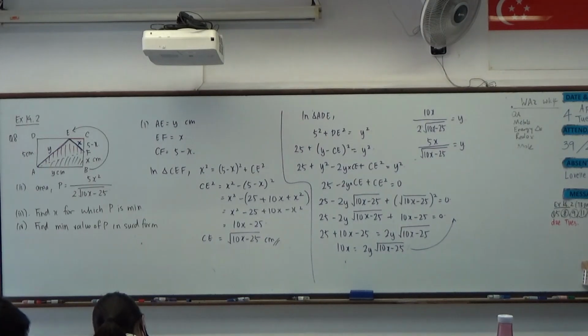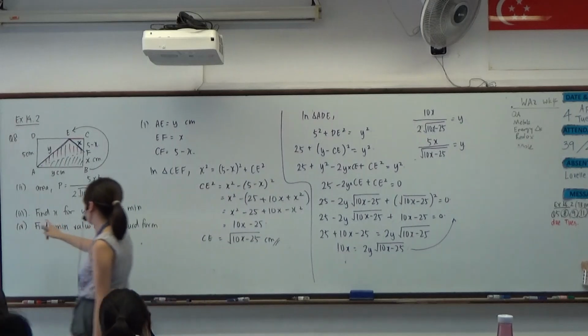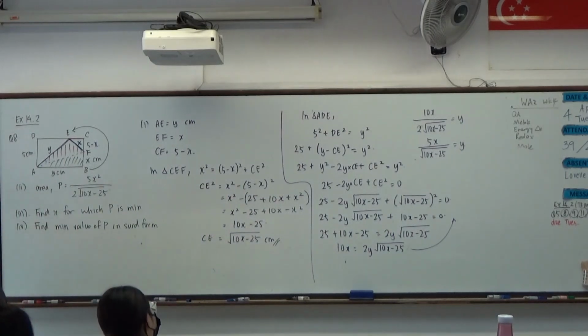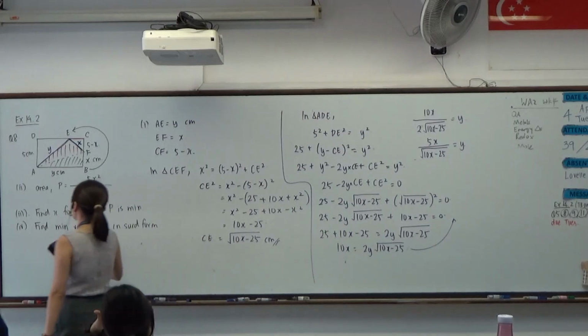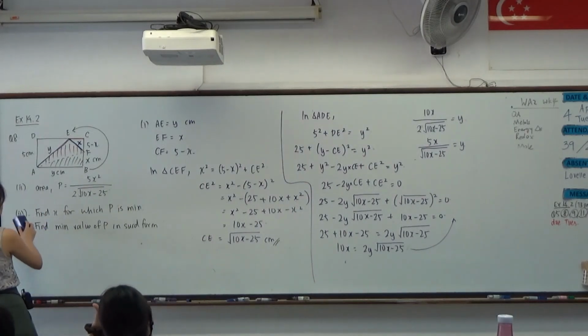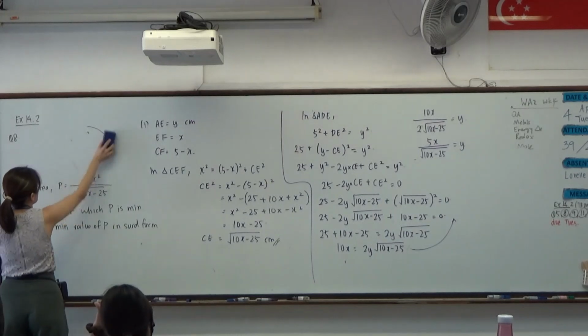Okay, questions? Okay, then going back to the other parts, part 3 and part 4. Find x for which p is minimum. So since we already have p expressed in this manner, that means that I need to do dp over dx first. Maybe for space constraint, let me erase this part.